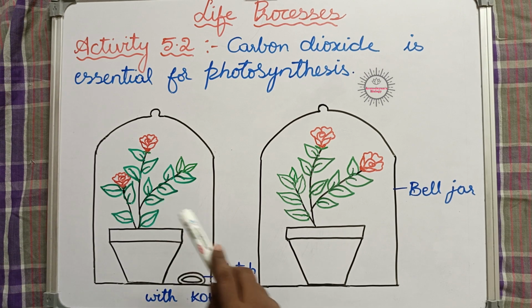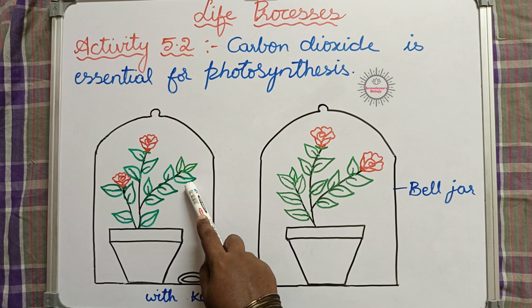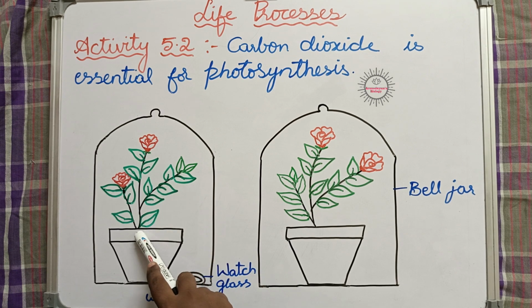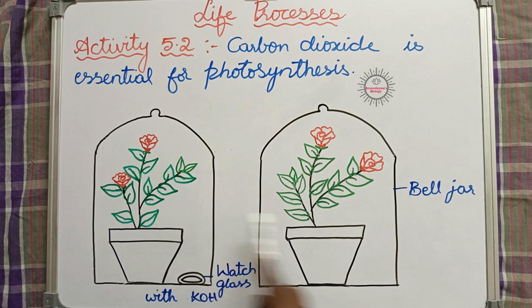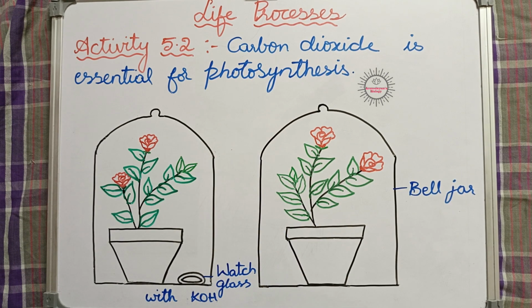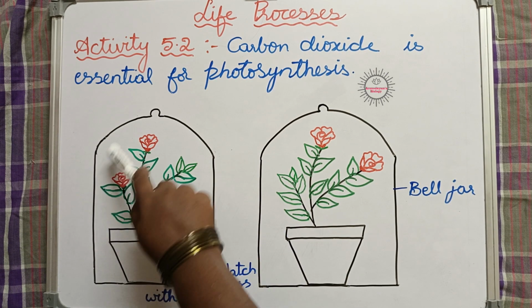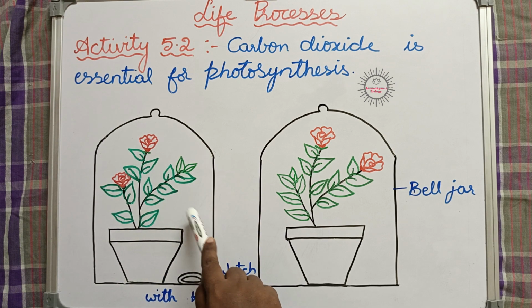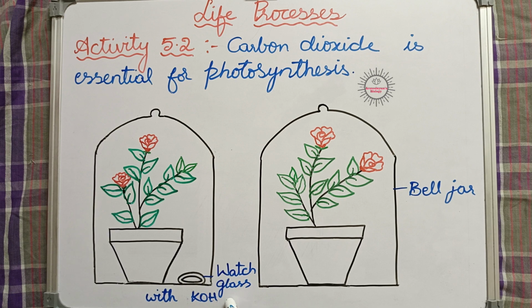Because one of the raw materials is missing here. Already it has chlorophyll in the green leaves. Already we have applied water to both the plants, and sunlight is available to it. The missing one is carbon dioxide here. The carbon dioxide which is present in the airtight jar is absorbed by KOH solution. That is the purpose why we added KOH solution here.